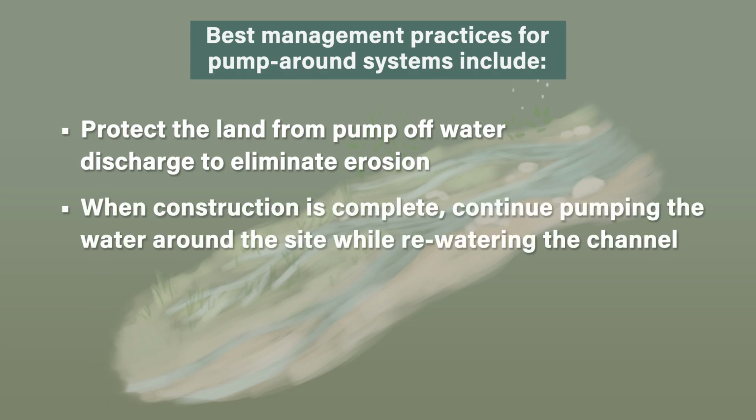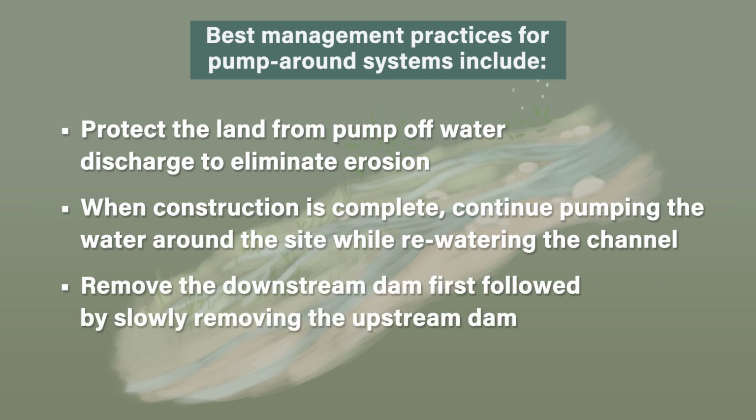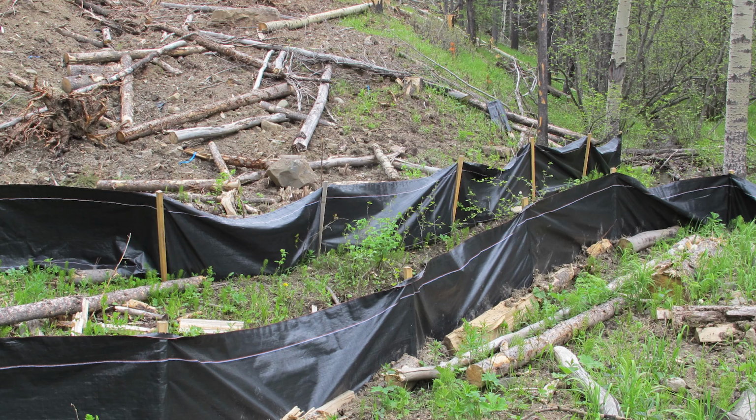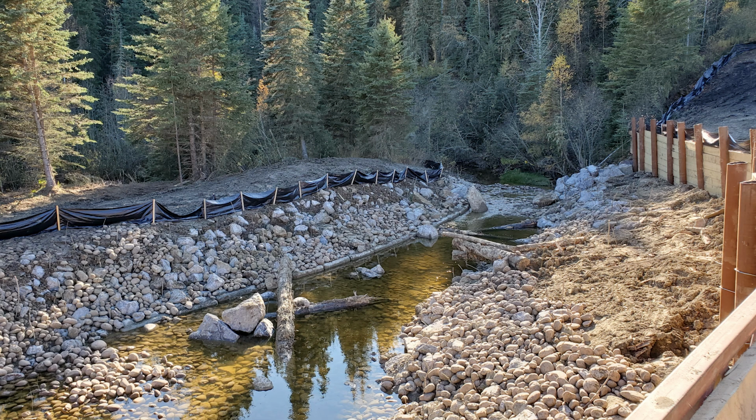When construction is complete, continue pumping water around the site so sediments are contained by the downstream sump until the water runs clear. Remove the downstream dam first, followed by slowly removing the upstream dam to prevent a large amount of water from dislodging sediments. Pump systems are often used to remove seepage from work areas even when they are not the main dewatering system in place. Erosion control and sedimentation prevention are important aspects of water management during the watercourse construction process.